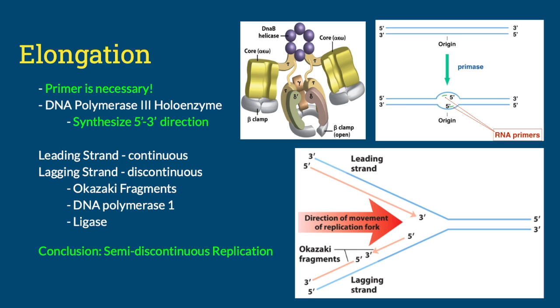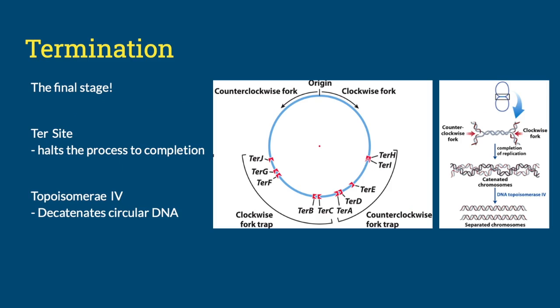The answer is through Okazaki fragments, which are short DNA sequences synthesized discontinuously. The RNA primers are subsequently removed by the nuclease activity of DNA polymerase 1, and the resulting gap in the strand is filled with DNA by it also. And then, it is sealed by the DNA ligase. Overall, the replication is semi-discontinuous. Lastly, termination occurs when the replication fork stops at the terminus region. Then, topoisomerase 4 cuts or decatenates the link between the two circular DNA.